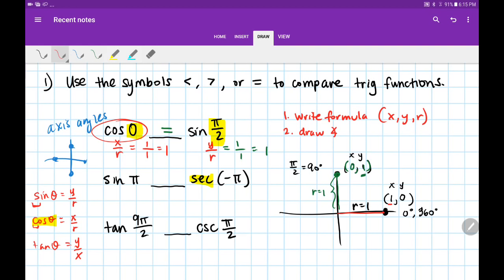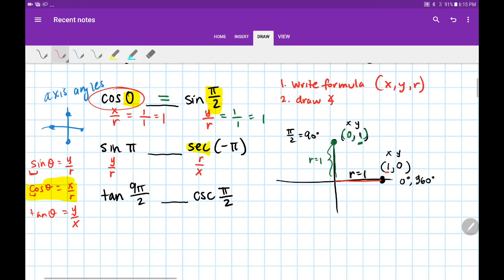So let's write our formulas first. Sine is y over r. And then secant, well, secant's the reciprocal of cosine. So instead of x over r, it's going to be r over x. Cool. Next step. Let's plot these angles. So we need to figure out where pi is. Well, pi is the same as 180 degrees.